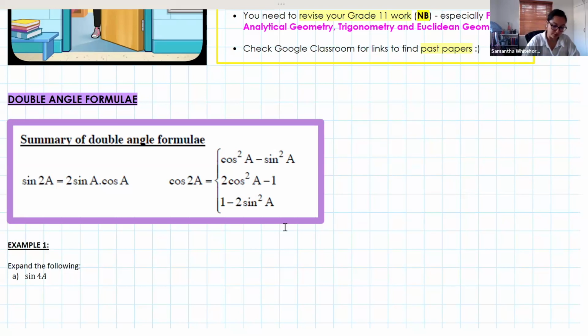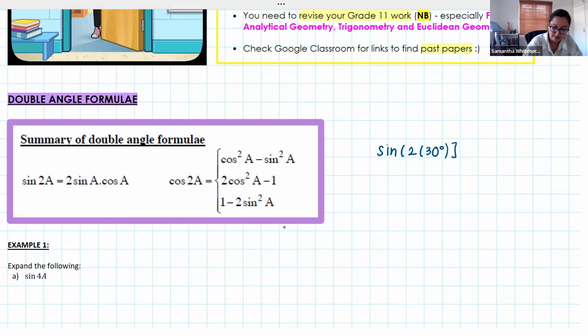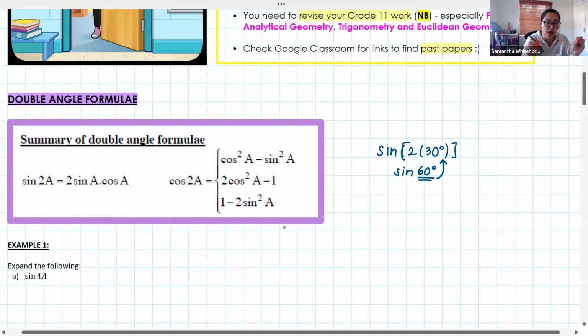So for example, if we had the angle sine of 2 times 30, we're potentially looking at a double angle of 30, so we're looking at sine of 60. Essentially, what you need to take away from the double angle idea is that an angle can be broken down into 2 equal halves, hence a double angle.